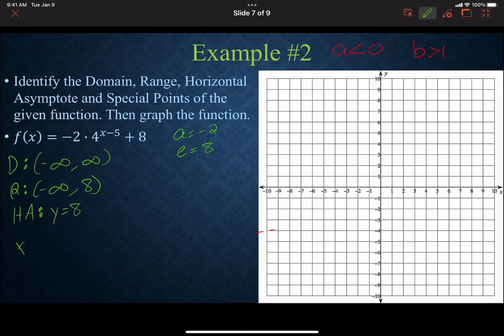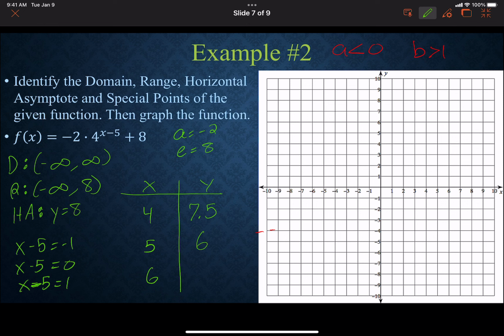As far as our special 3 points, it's x minus 5 equals negative 1, equal to 0, and equal to 1. So when we do our points that we're going to find, our x values are going to start at 4, 5, and then 6. So we work through that. We have negative 2 times 4 raised to the 4 minus 5 plus 8. We get 7.5 there. Negative 2 times 4 raised to the 5 minus 5 plus 8. We get 6. And then negative 2 times 4 raised to the 6 minus 5 plus 8, we get 0.